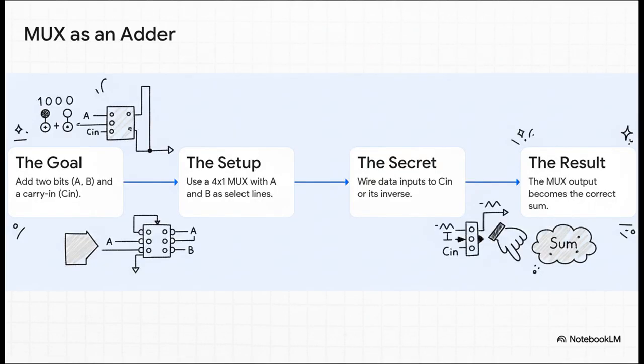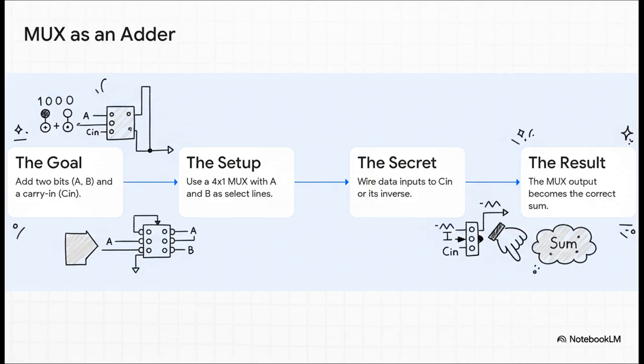Okay, check this out, because this is where the MUX reveals its secret identity as a tiny calculator. Let's say you want to add 2 bits, we'll call them A and B, plus a carry-in bit. You can actually do this with a 4x1 MUX. You just wire up A and B to the select lines. But here's the trick, the secret sauce, the data inputs. You don't feed them normal data. Instead, you wire them up to the carry-in bit, or its inverse, in a very specific pattern.